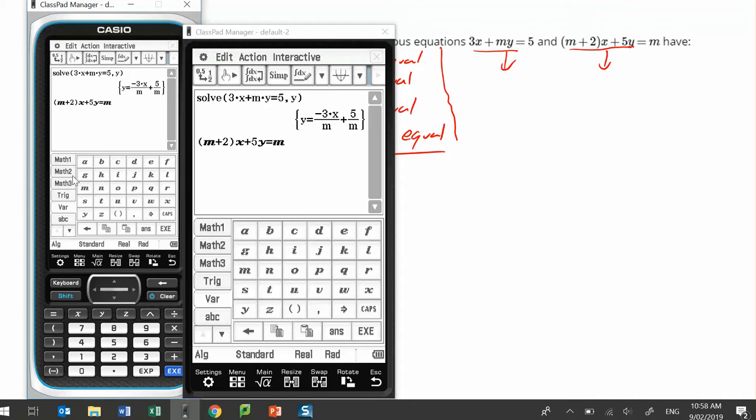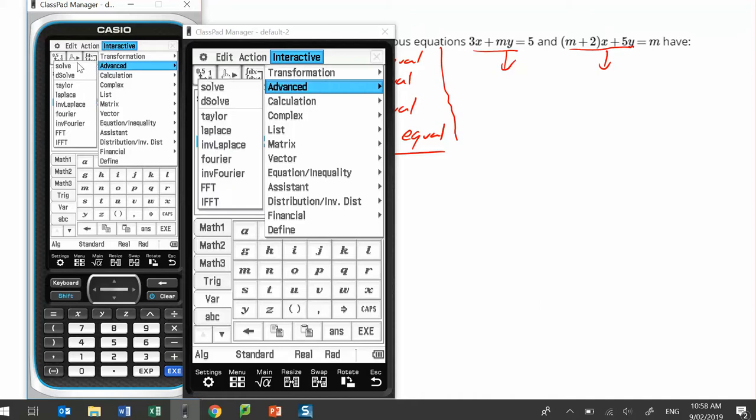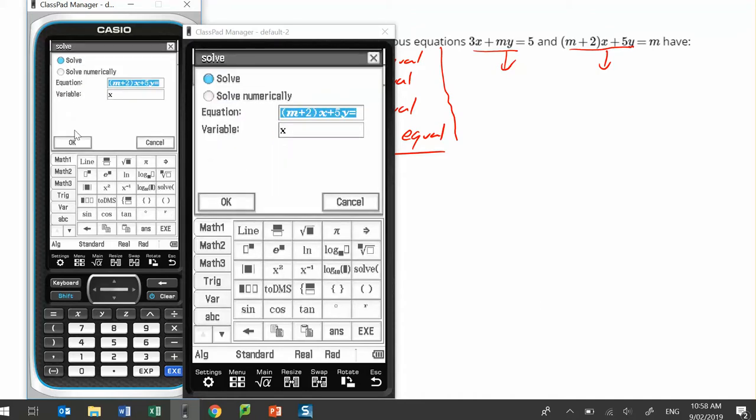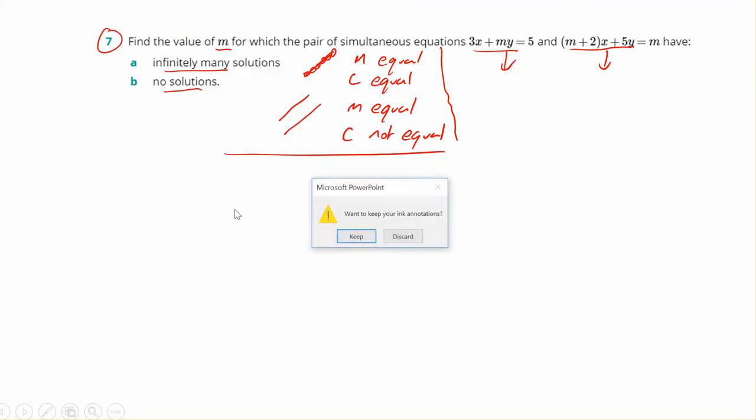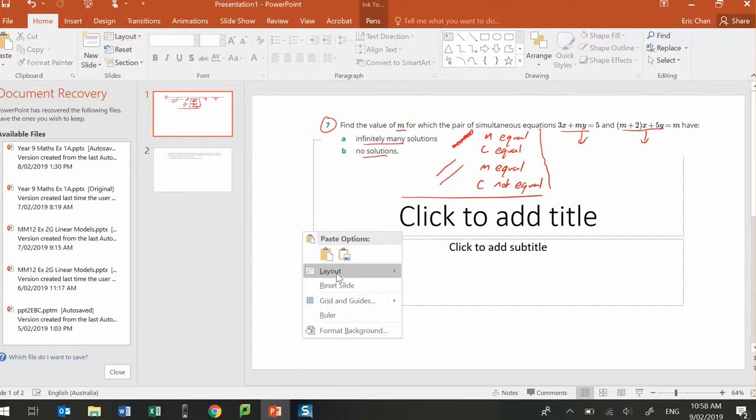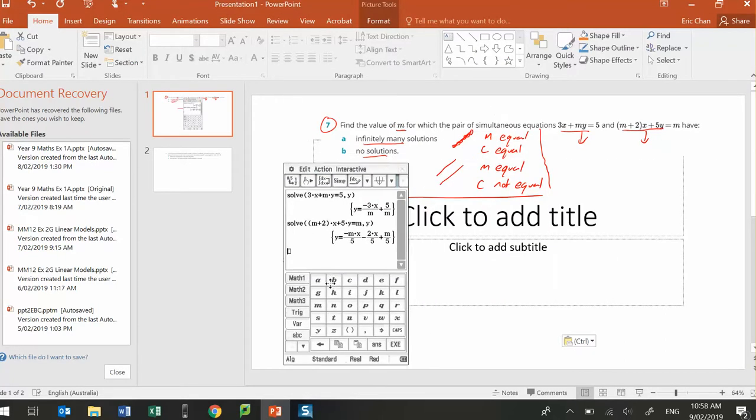Okay. I'm going to go interactive and solve. Let me double check I've got the right one. Yep. And I actually want to solve for y, not x. So I got the wrong answer. Okay. So I'll paste this onto the screen just for convenience, so that I have reference for it.